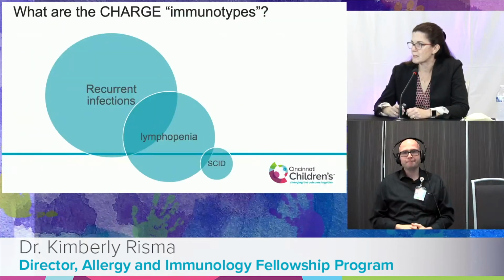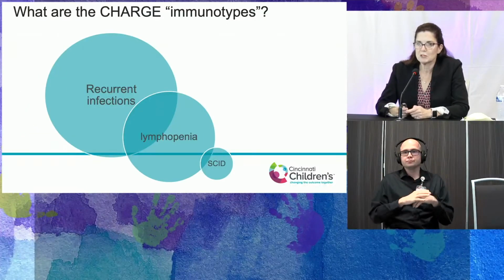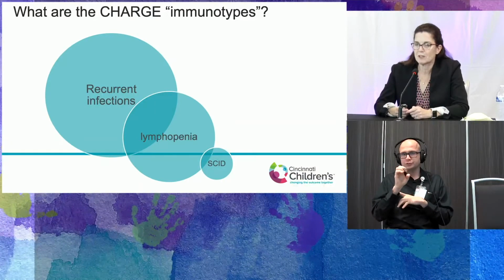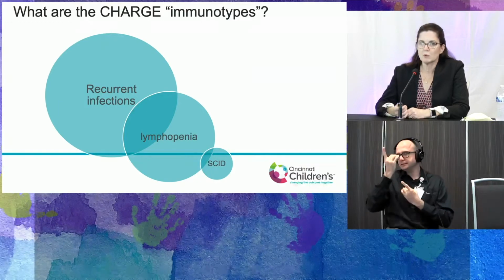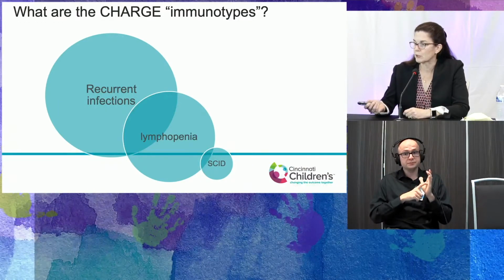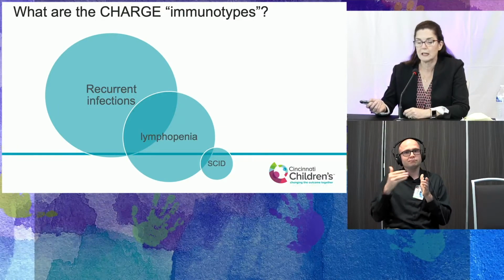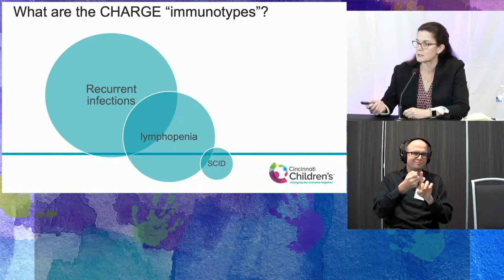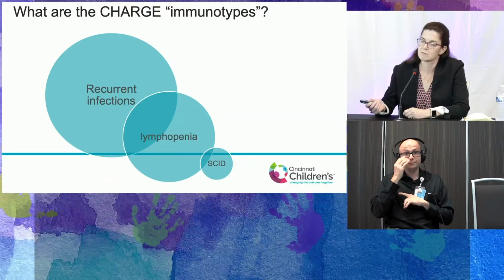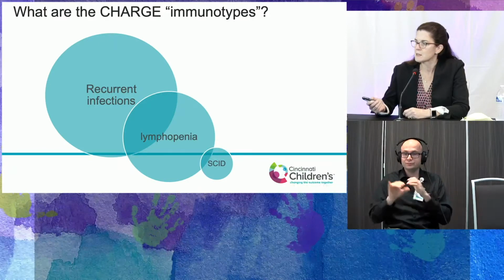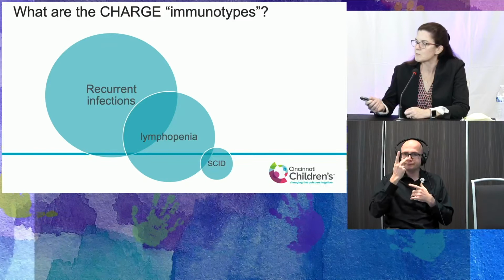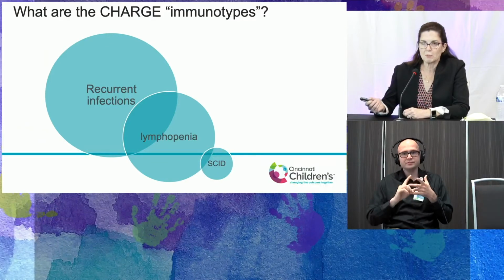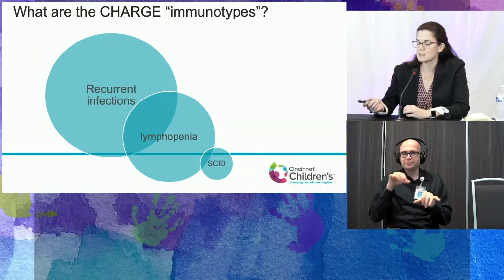So moving on, what are the CHARGE immunotypes or immunophenotypes? Phenotype just means an expression of the disease. One you would recognize immediately is recurrent infections. That doesn't really need any explanation, because if your child has recurrent infections, you know that. They might be ear infections, they might be urinary tract infections. The second, smaller bubble, and I made it smaller intentionally because I think it's less common, is lymphopenia.